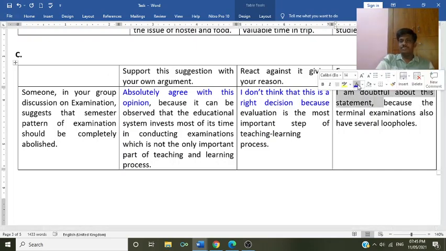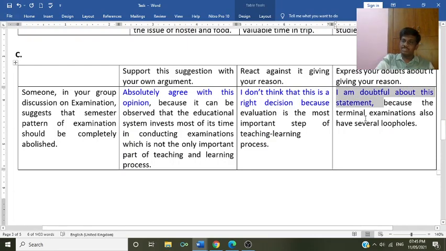So you can see, simply saying that I am doubtful about this statement because the terminal examination also has several loopholes. Instead of asking a question, you can also directly say that I am doubtful about this opinion or I am doubtful about this suggestion. This is the important thing that we should keep in mind while expressing doubt.